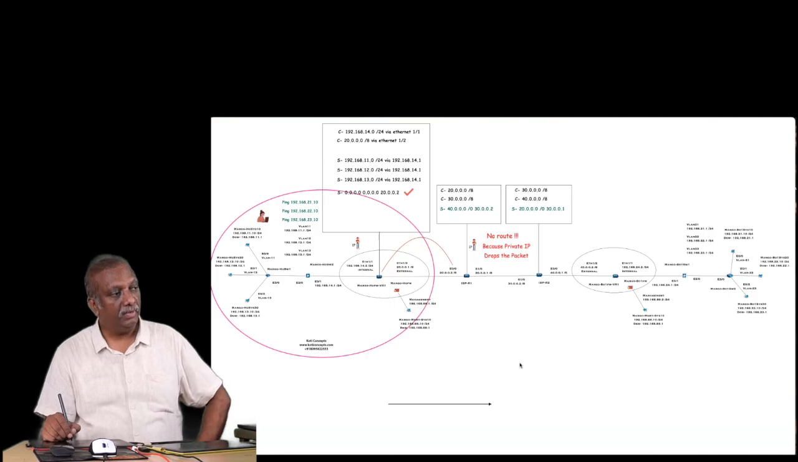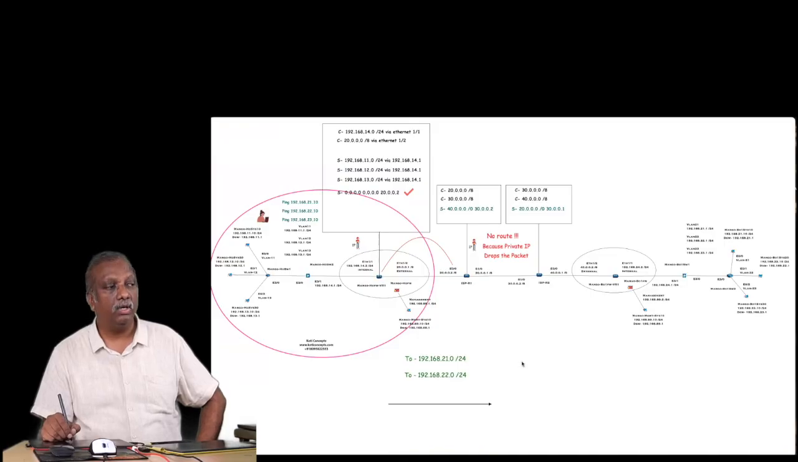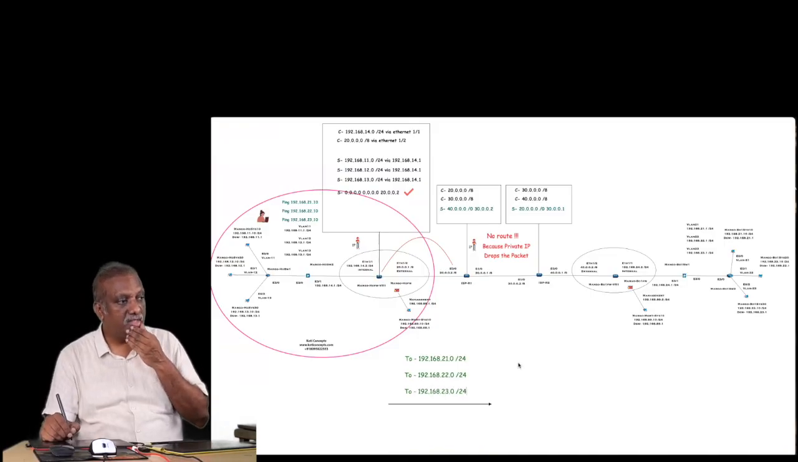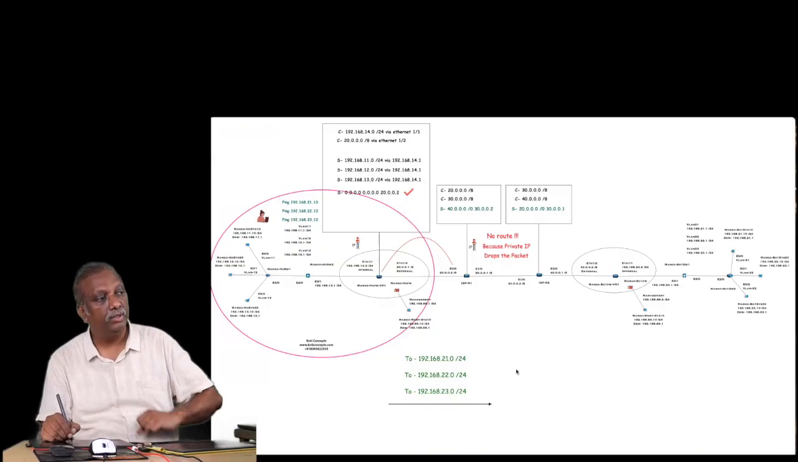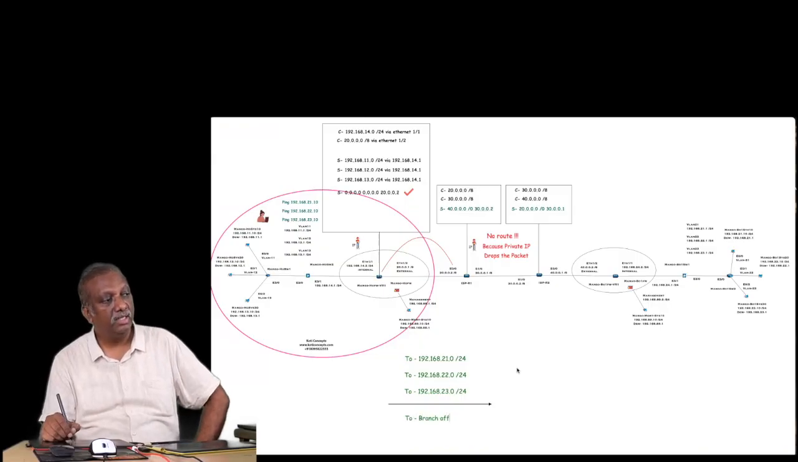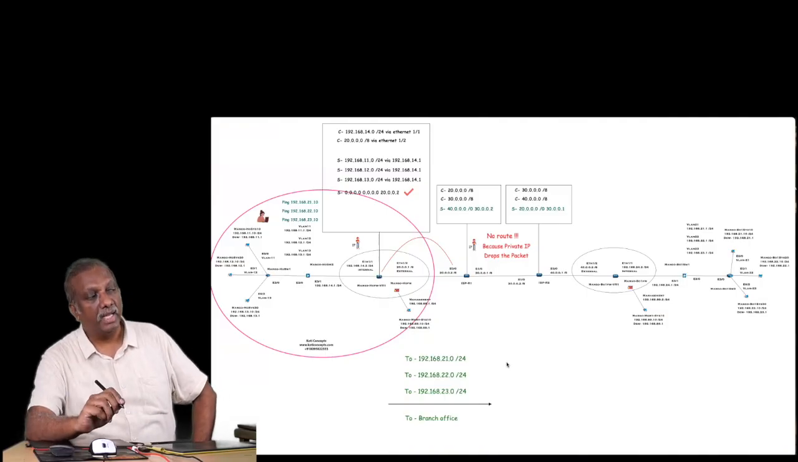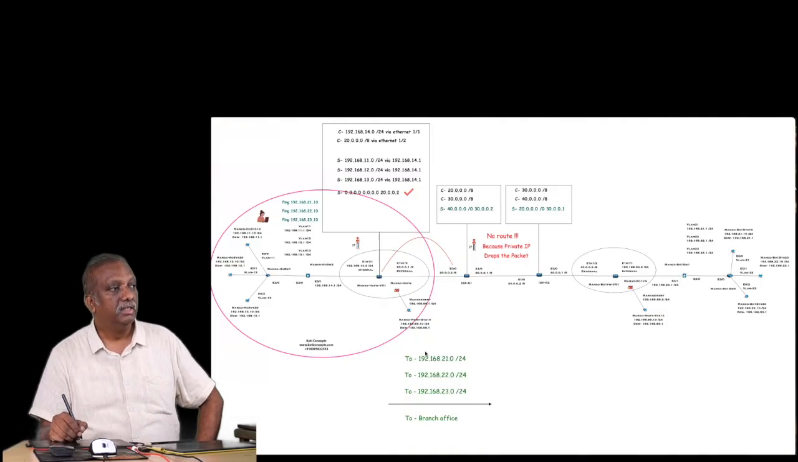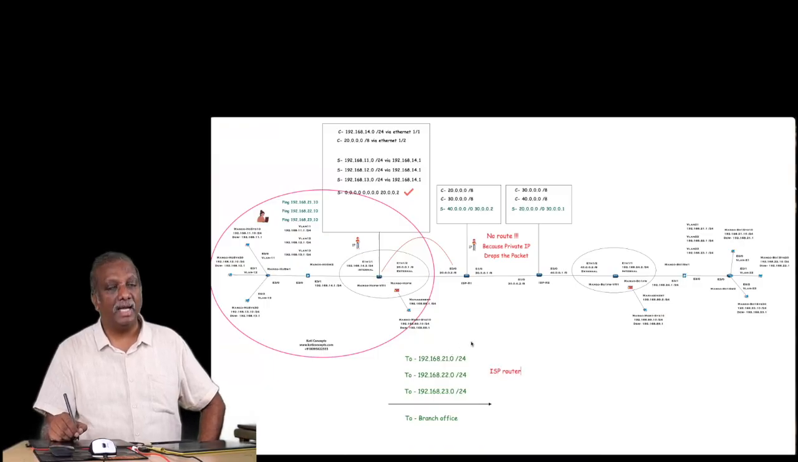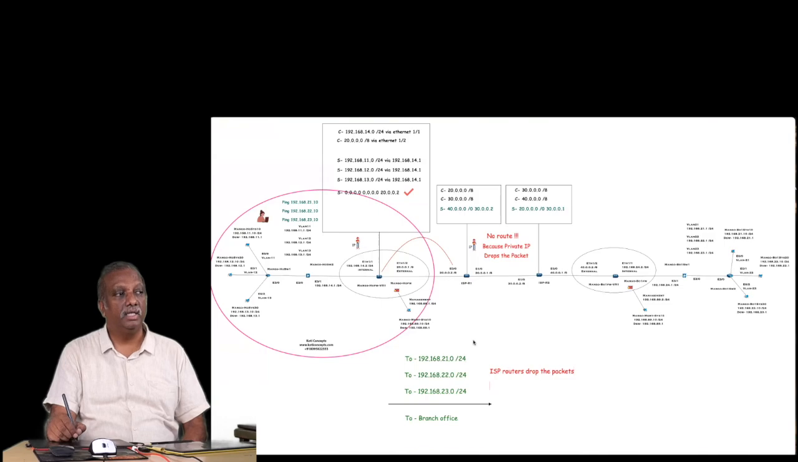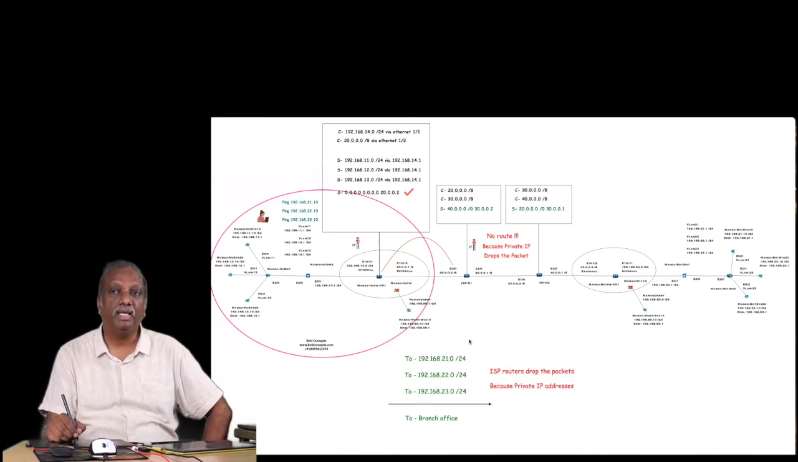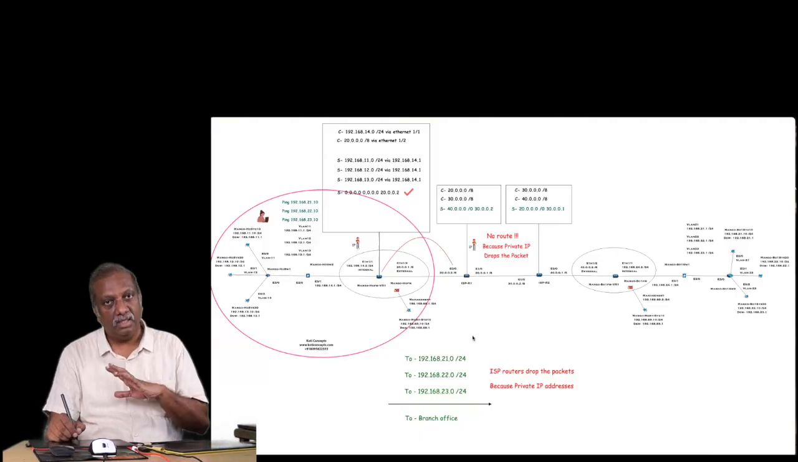That means when the packets are going from the head office to either 192.168.21.0/24, 192.168.22.0/24, or 192.168.23.0/24, what does that mean? Packets are going to the branch office. When the packets are going to the branch office, the ISP routers drop the packet because they don't have a route in the routing table for these private IP addresses. Right? So that is a problem.